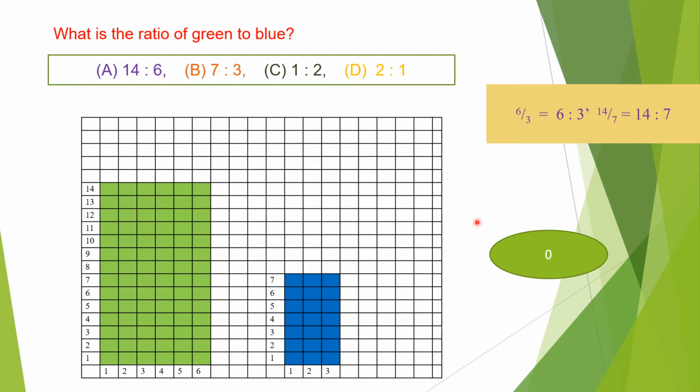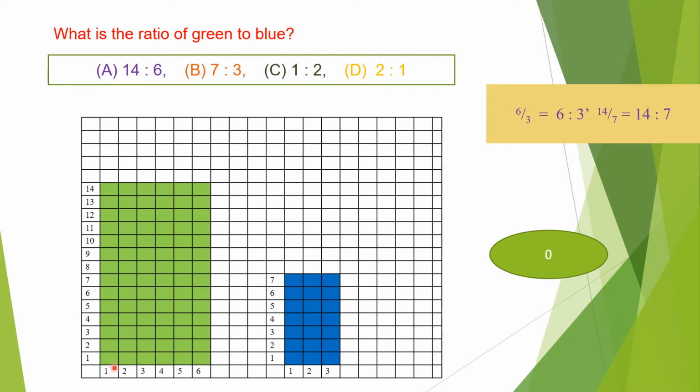Okay, now here we start to work out the question. First, we look at any of the sides of both squares. Whichever side we choose, in this case we choose the lower section, there are 6 in the green and 3 in the blue. This can be written as 6 over 3. For the purpose of ratio, this 6 divided by 3 is still 6 colon 3.